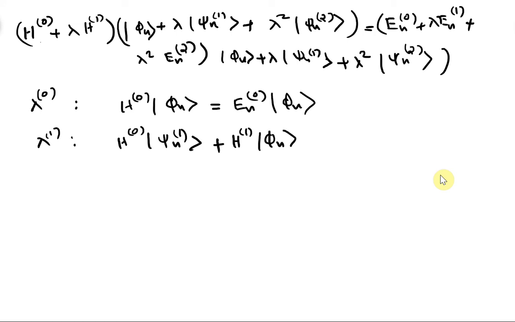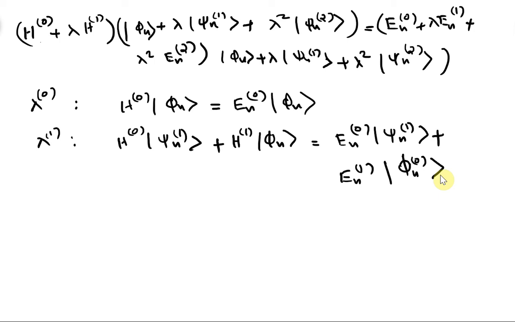Phi n, which is equal to, in RHS we will be having En0 multiplied with the psi n1 plus En1 multiplied with the phi n0. So this is another equation.